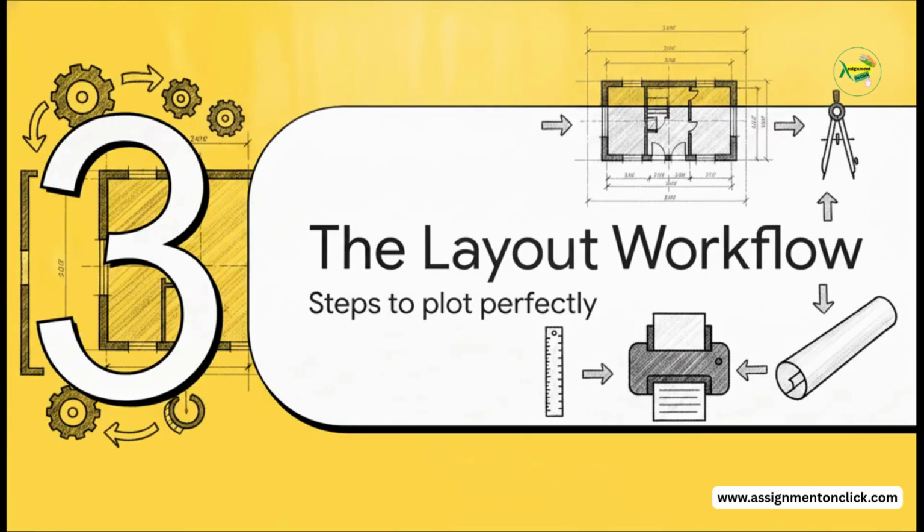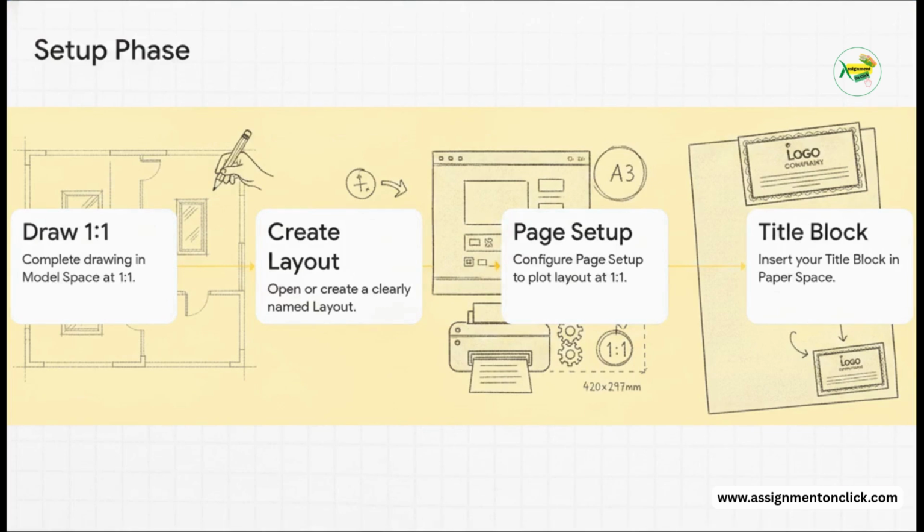Part 3, the layout workflow. Let's take all this underlying theory and translate it into a structured, foolproof workflow to get your drawing perfectly prepped for the plotter. Following these exact steps is your secret to consistent success. Step 1 is the setup phase. Once your drawing is fully complete in model space at 1-to-1, you're going to open or create a clearly named layout, like ground floor plan. Then, jump into the page setup.